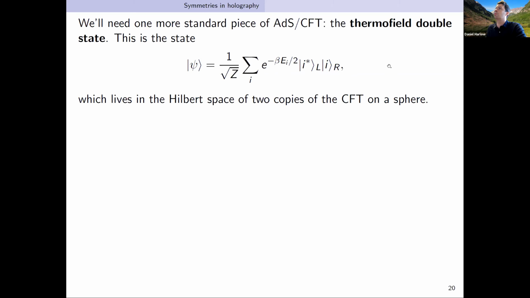and then you prepare this entangled state where, if you trace out one of the copies, this just becomes a mixed state, which is the thermal state, e^{-βH}, on whichever side you didn't trace out. So this is a natural pure state in two copies of the system. Its reduced state on either side is the thermal state. For AdS/CFT, this is two copies of the CFT on a sphere.